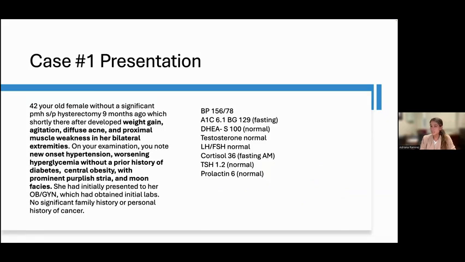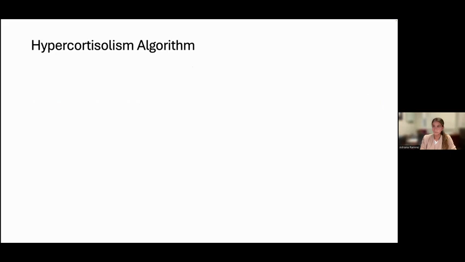So when she came to me, she had these initial labs from her OBGYN. Most notably, she had a random fasting AM cortisol of 36. However, this was not done after taking steroids the night before.